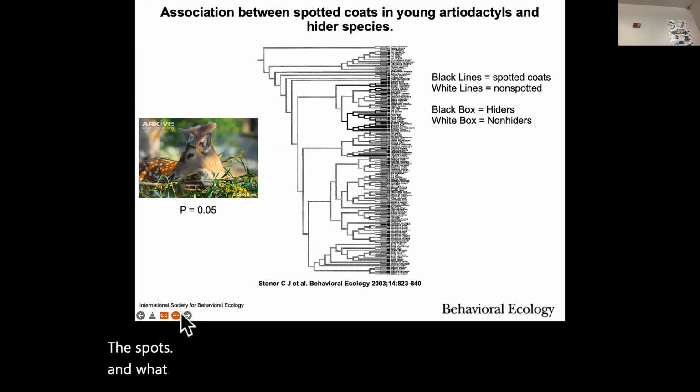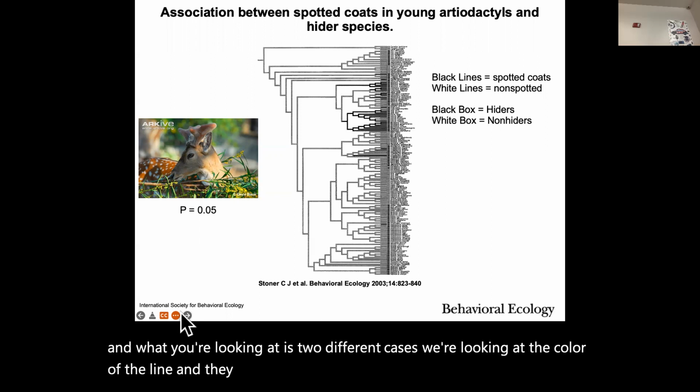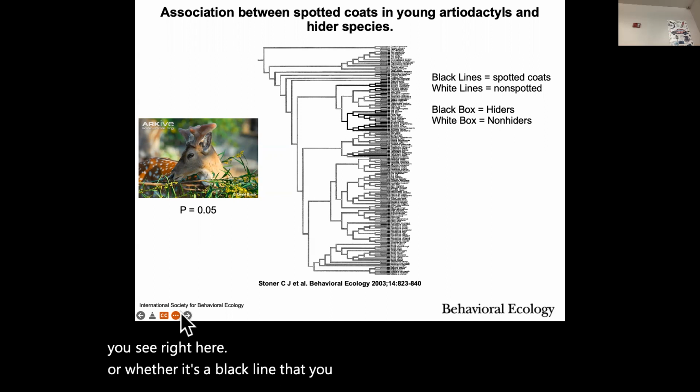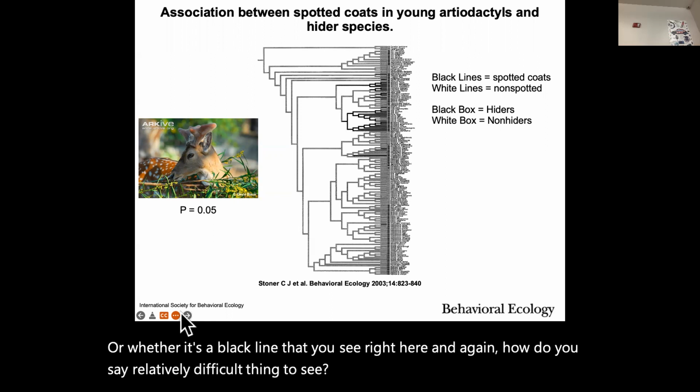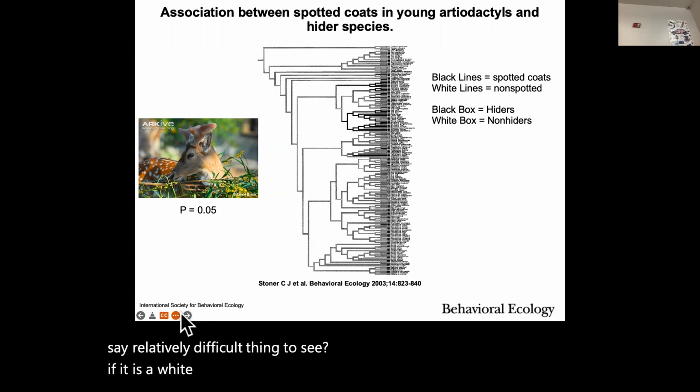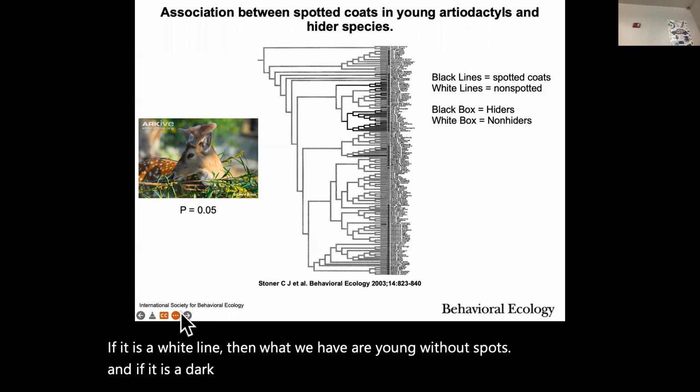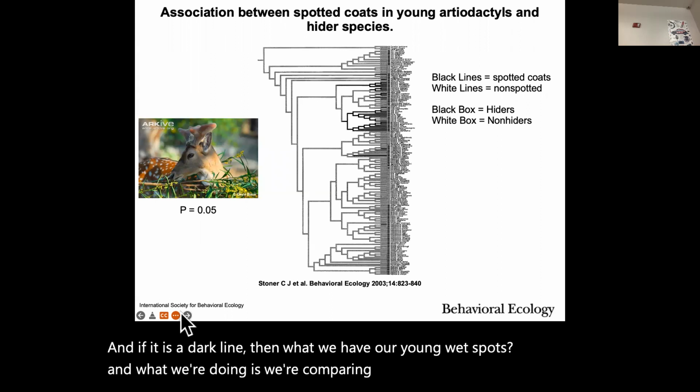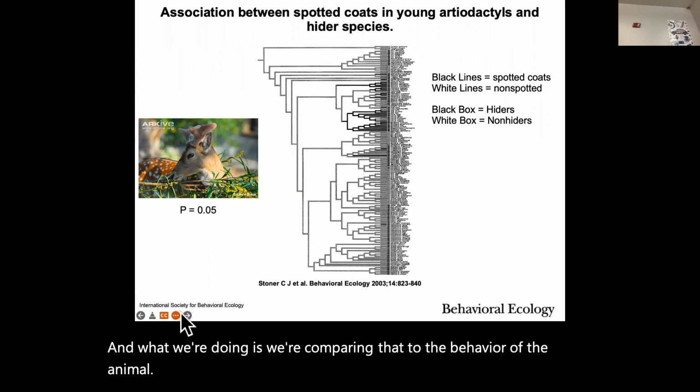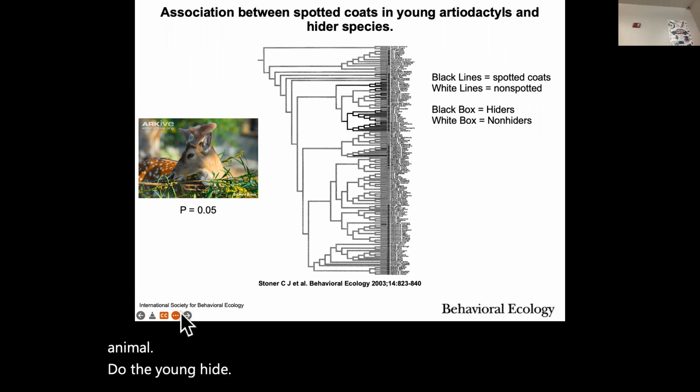What you're looking at is two different cases. We're looking at the color of the line in the phylogeny, whether it's an open white line like you see right here, or whether it's a black line that you see right here. And again, that is a relatively difficult thing to see. If it is a white line, then what we have are young without spots. And if it is a dark line, then what we have are young with spots. And what we're doing is comparing that to the behavior of the animal. Do the young hide, or do the young move actively?